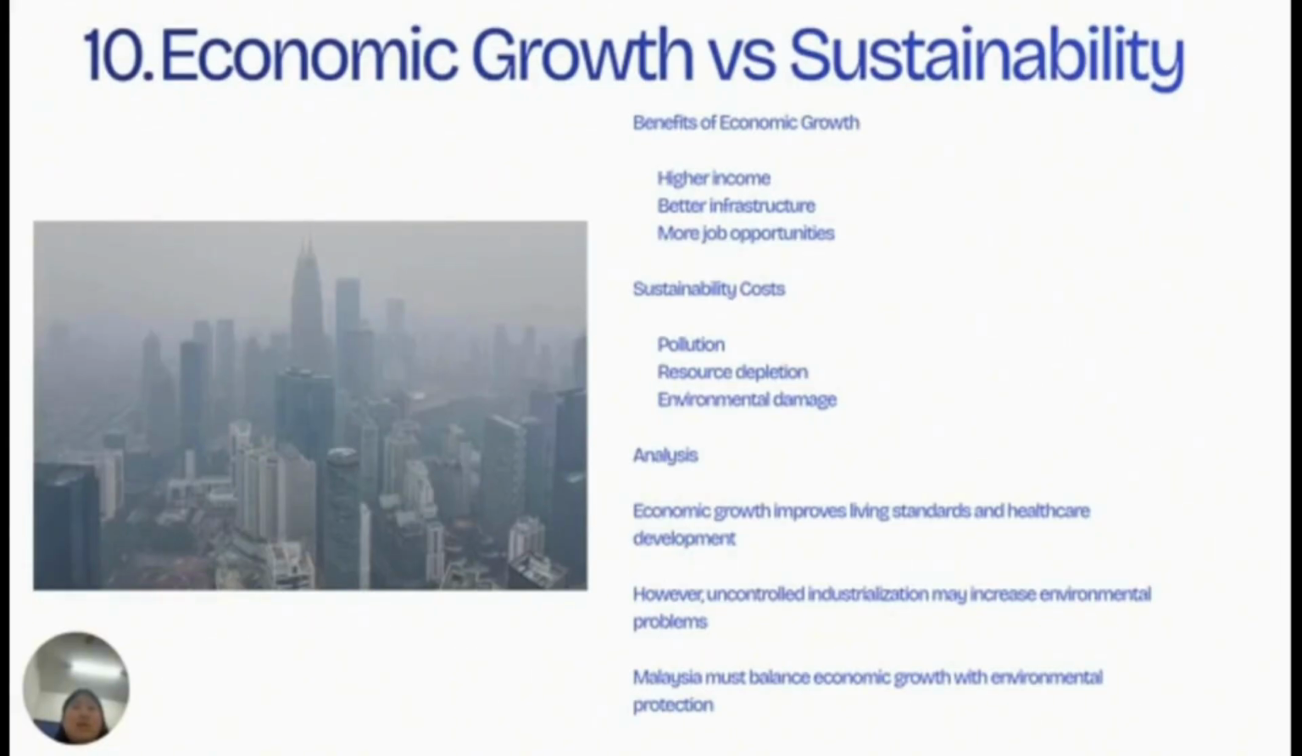If economic growth is not properly managed, environmental degradation may reduce long-term welfare. Therefore, Malaysia must balance economic growth with environmental protection. Sustainable development means achieving economic progress without harming future generations. This is one of the most important policy challenges for Malaysia today.